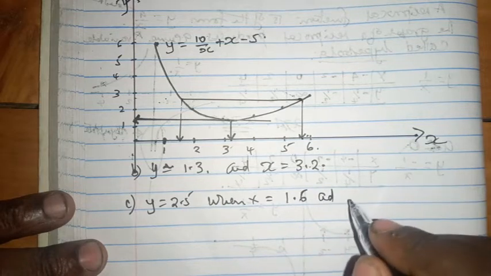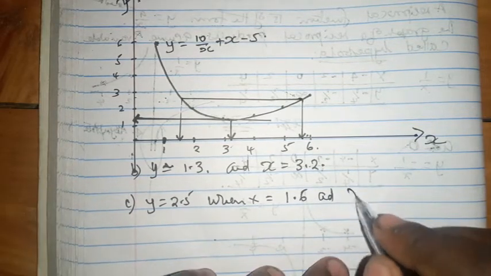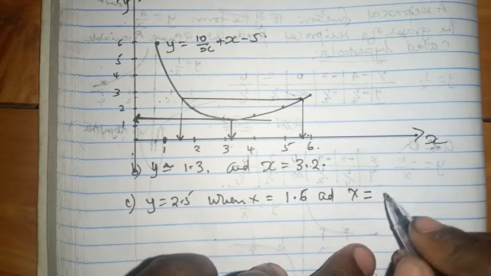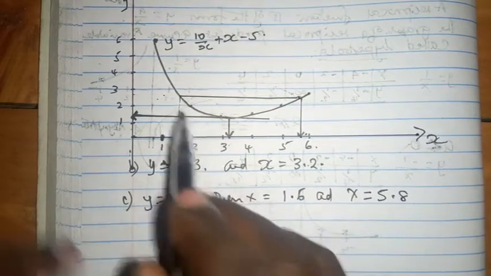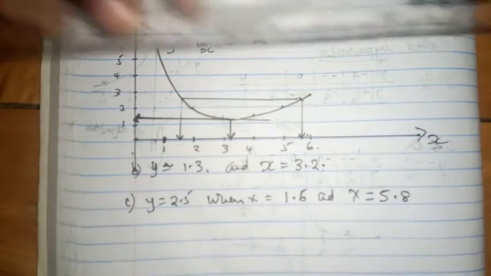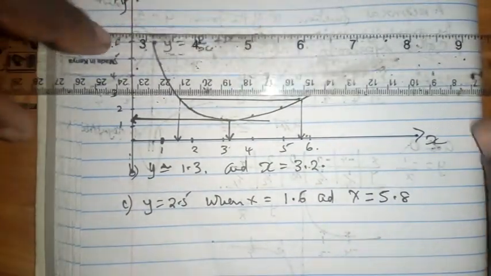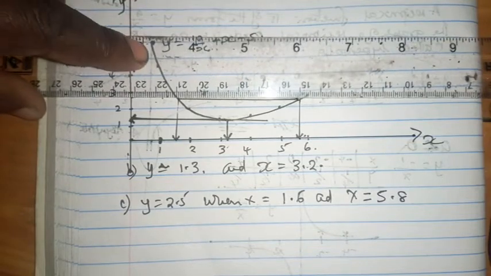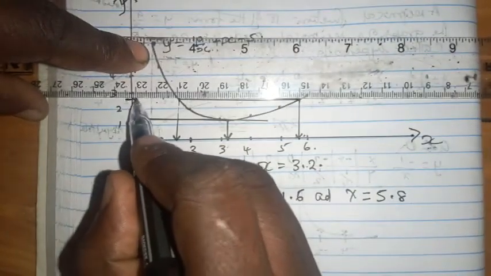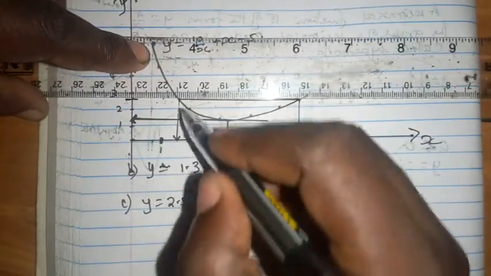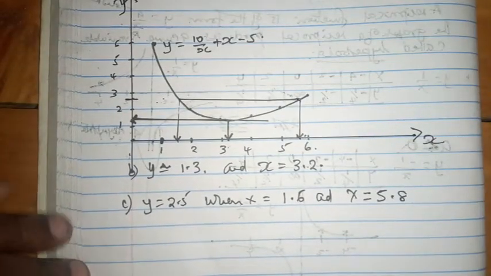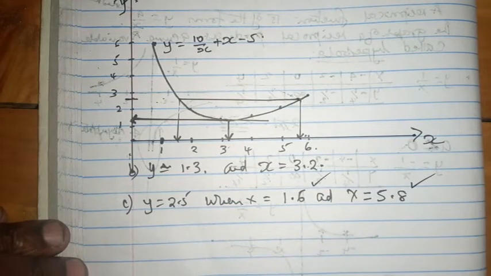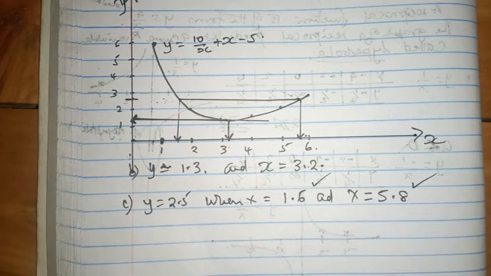and x is also equal to 5, let's say 5.8. So y is equal to 2.5 along that line. Along that line, you can see this is exactly 2.5. You produce it further along that line, and the corresponding values of x are shown in the graph. So be on the lookout, and of course make sure you can interpret these graphs accurately.